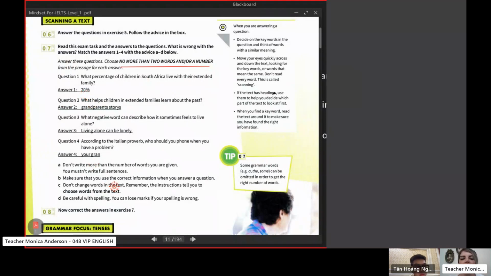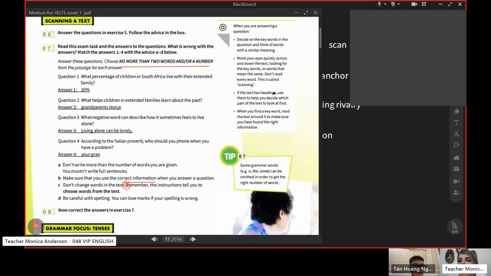Now, actually, this is something like a description. Look, don't write more than the number of words you are given. No, actually, we don't have words, something about a word limit here. Yeah. The second one: make sure that you use correct information. It means the exact number from the text, correct information, 20%. So it can be related. Now, let's check the second one. Would you read the second one? Then we will talk about it again.